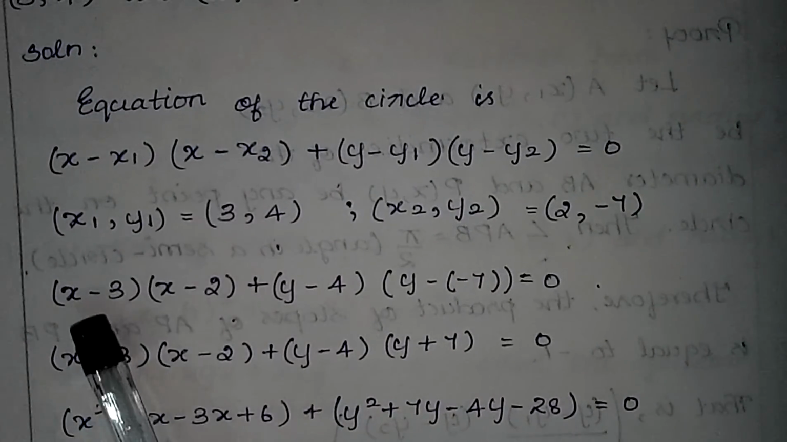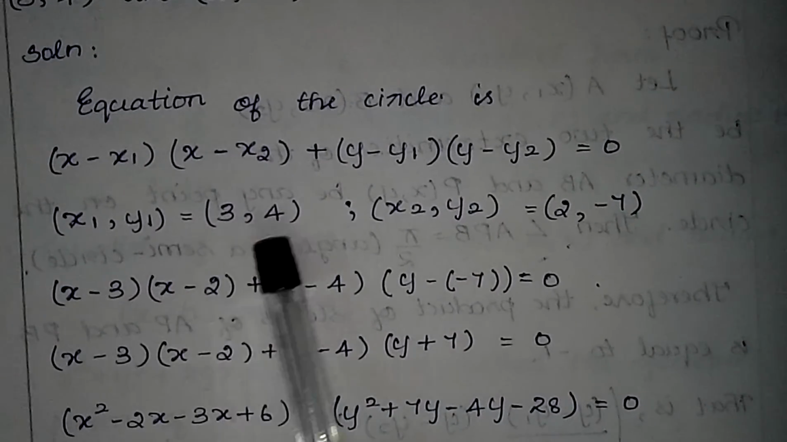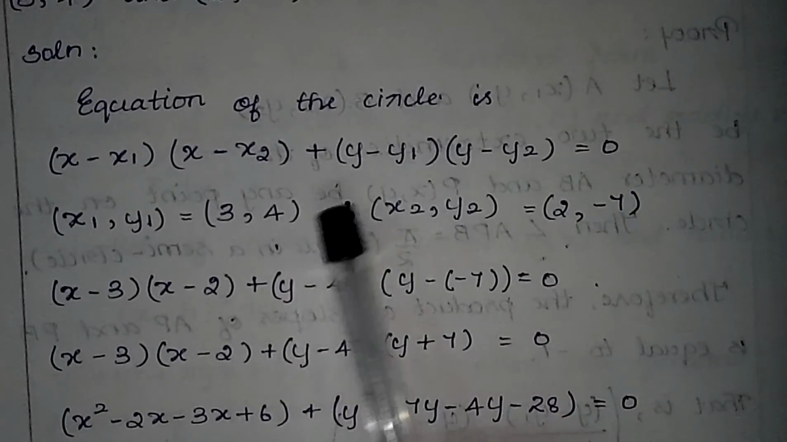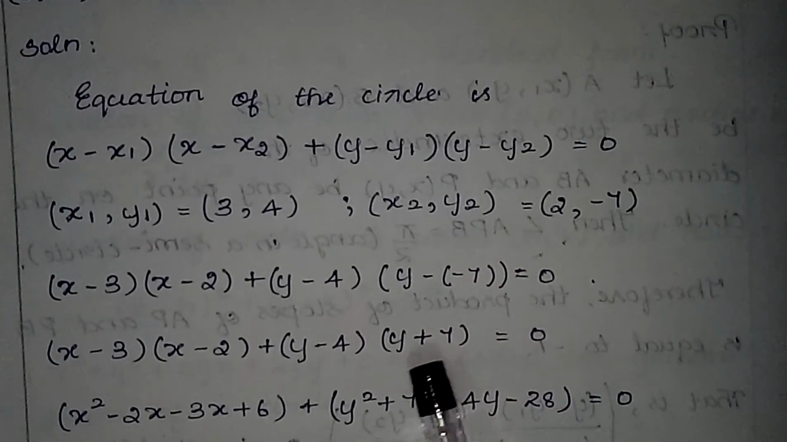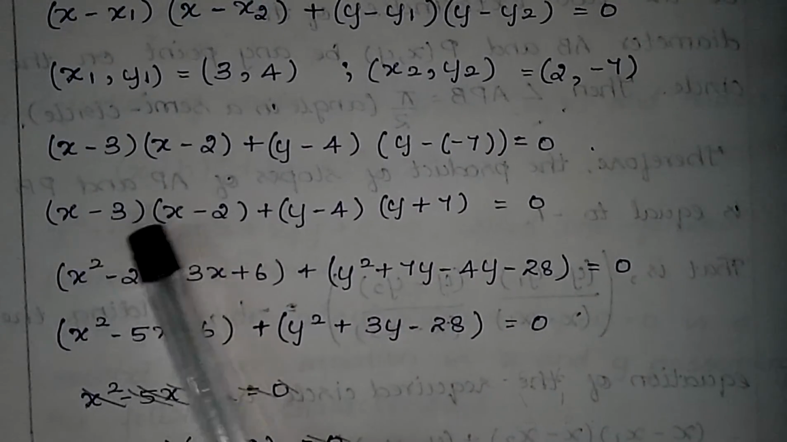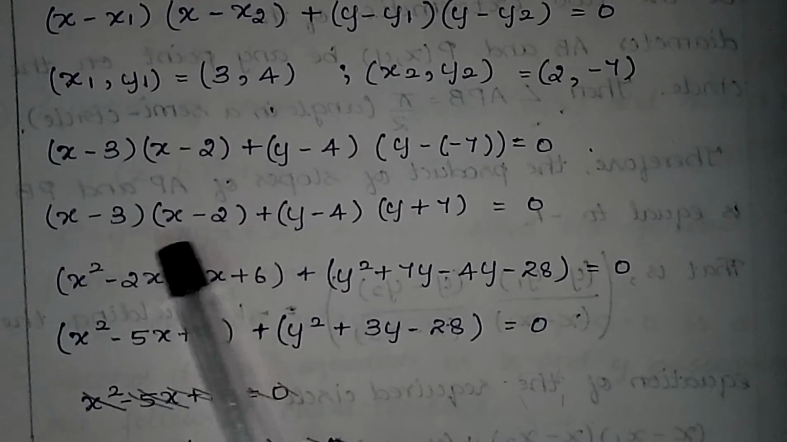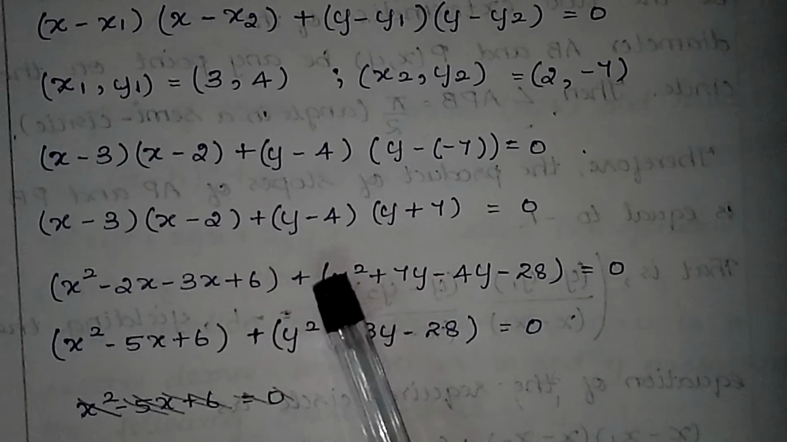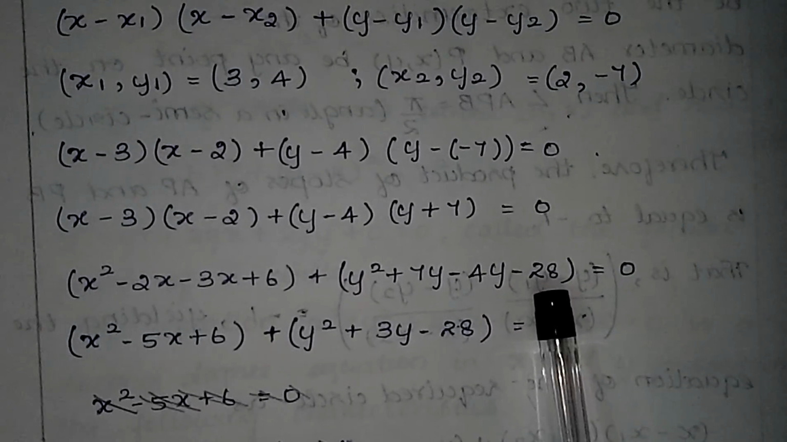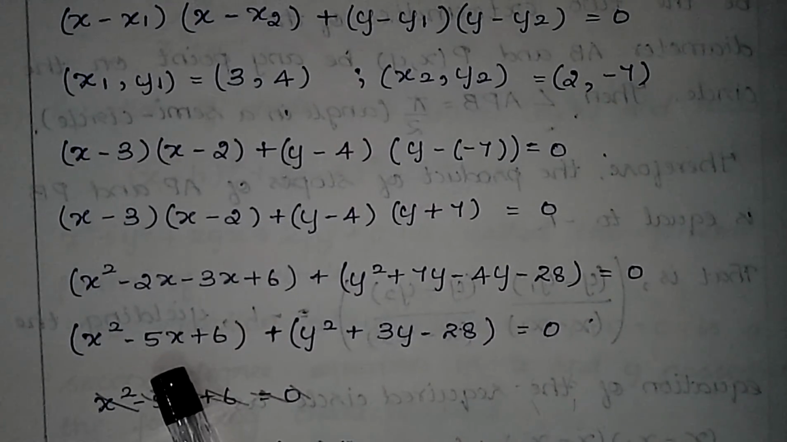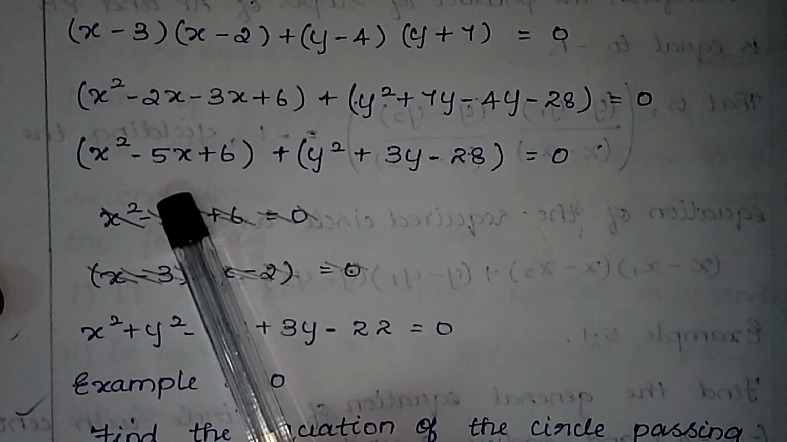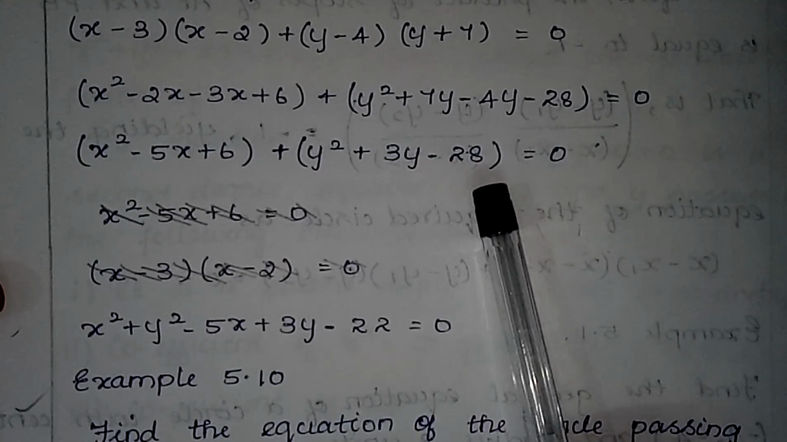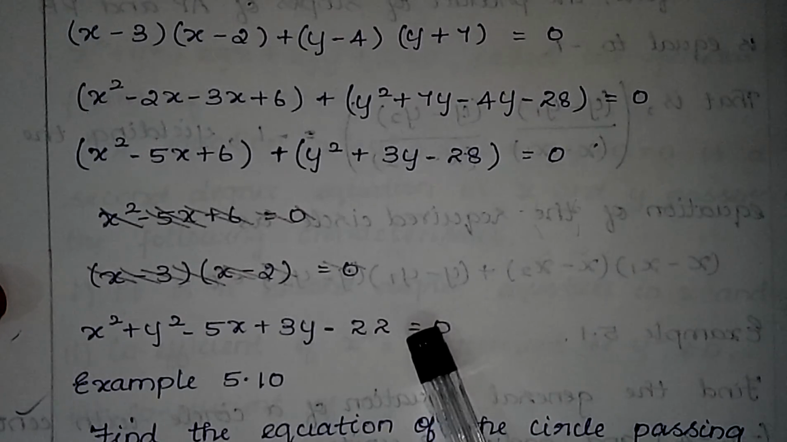So when we replace it here, you'll get x minus x1 is 3, x minus x2 is 2, plus y minus y1 is 4, y minus y2 is minus 7. So minus of minus, it will become plus. You can multiply both the terms. x square minus 2x minus 3x plus 6. Here you will get y square plus 7y minus 4y minus 28. So these two terms you can add. It is minus 5x. Here when we add this, it will be 3y. So now you can add the terms: x square plus y square minus 5x plus 3y, and 6 minus 28 is minus 22, equal to 0.